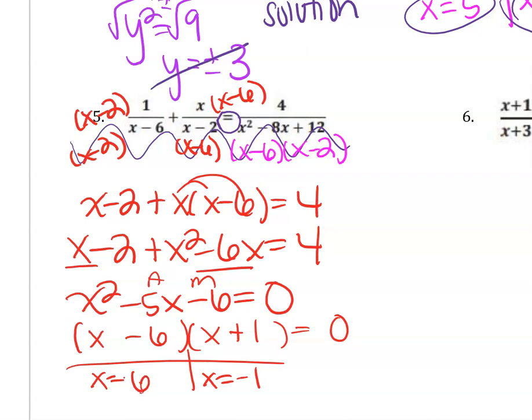Go back to the original. Look at this denominator. Is anything going to go undefined? I'm looking at that 6 and thinking, if I plug it in right here, in that first fraction, I'm going to get 0. So that means I have to reject x equals 6. x equals negative 1 is good. That's not going to cause any denominators to go to 0. So therefore, x equals negative 1 is your solution.